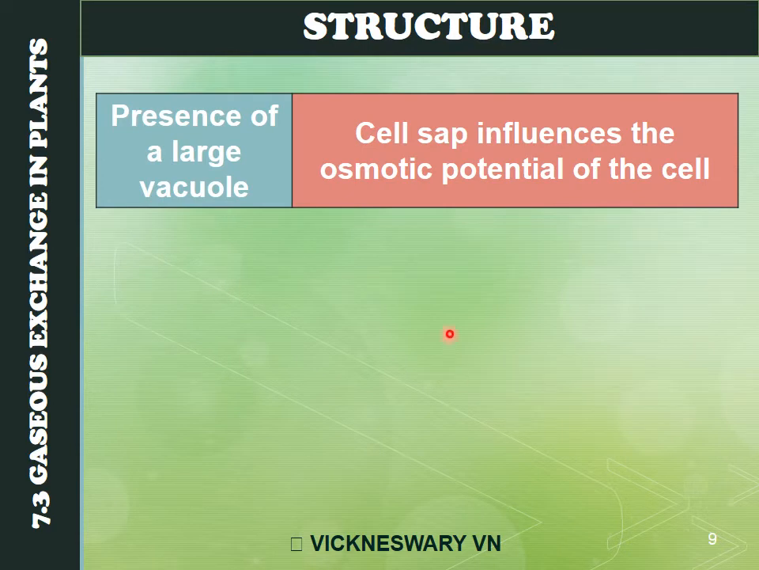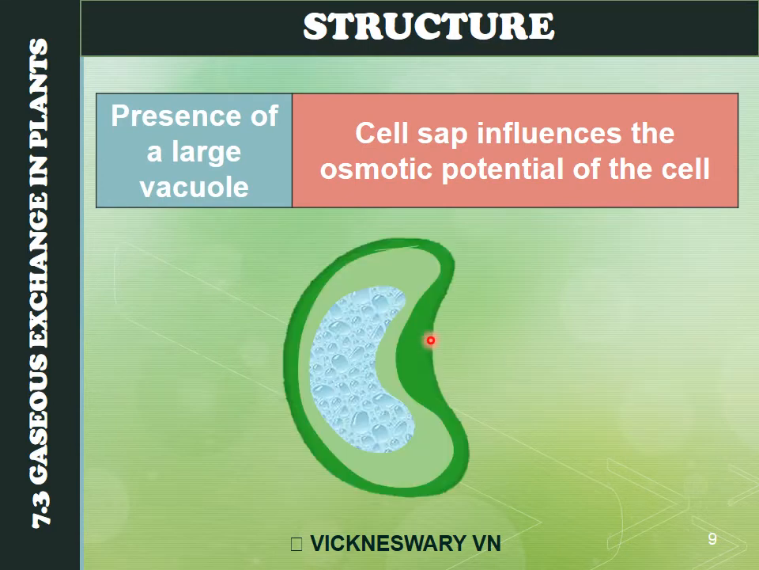Now the guard cells also have a large vacuole. The advantage of having a large vacuole is that the cell sap inside the vacuole can influence the osmotic potential of the cell, which will determine whether the cell becomes turgid or flaccid.